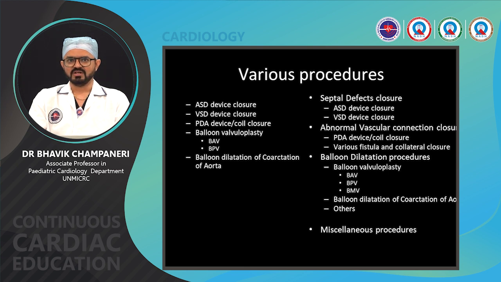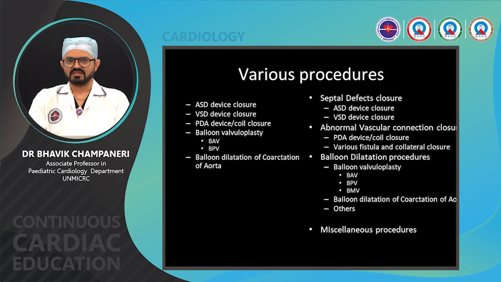So these are various procedures which are being performed for the treatment of congenital heart diseases via a transcatheter approach. These are septal defect closure, that means atrial septal defect or ventricular septal defect device closure, abnormal vascular connection closure in the form of PDA device or coil closure, and various fistula and collateral device closures. Balloon dilatation procedures include balloon valvuloplasty procedures like balloon aortic valvotomy, balloon pulmonary valvotomy, balloon mitral valvotomy, or balloon dilatation of coarctation of aorta, and various other miscellaneous procedures.